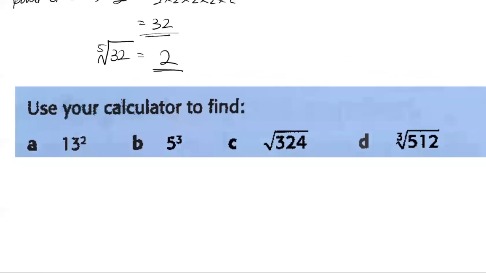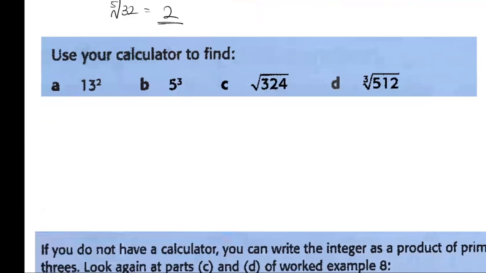All right. So first now you have to use your calculator to find these. So what you need to do is you just need to press, depending on what calculator you use, most of the time it's about the same. So here for question A, you need to press 1, 3, and the symbol that looks like this. Then you press the equal sign, and then you get 169. B, same thing, but you just have to press number 5.